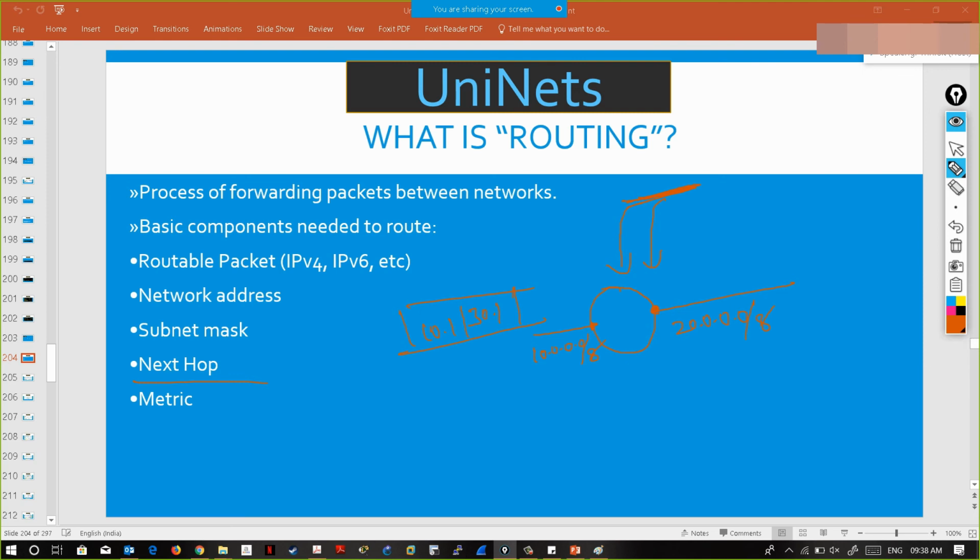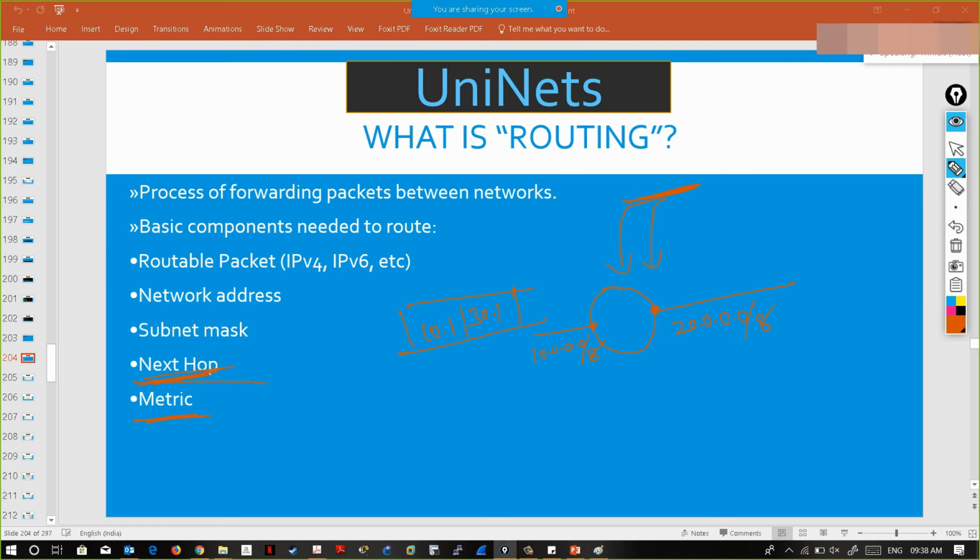And if I come now and give you $1 million and tell you to give it to John, will you give it? No, you cannot give it. Why? Because you don't know where he is. The same thing happens with the router. It knows the 30 network, but in order to go to the 30 network, where should I forward this packet? That is why the next hop is needed.